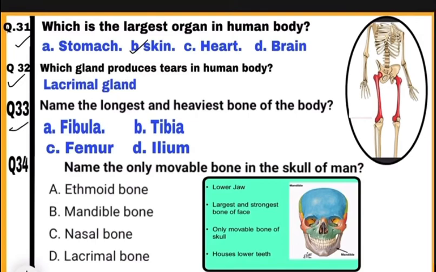33. Name the longest and the heaviest bone of the body. Longest and the heaviest bone of the body is femur. This is the femur which is the longest and the heaviest bone of the body. 34. Name the only movable bone in the skull of man. Skull of man has 22 bones. 8 are cranial bones and 14 are facial bones. Out of these, mandible bone or the lower jaw bone is movable.